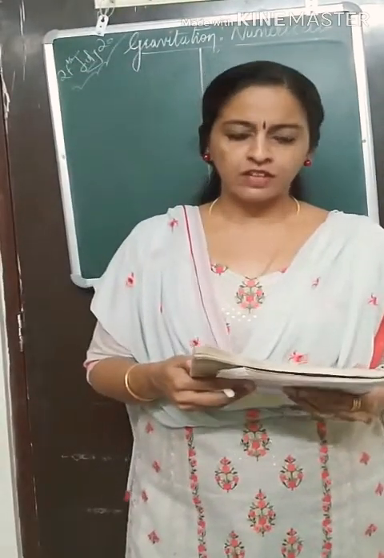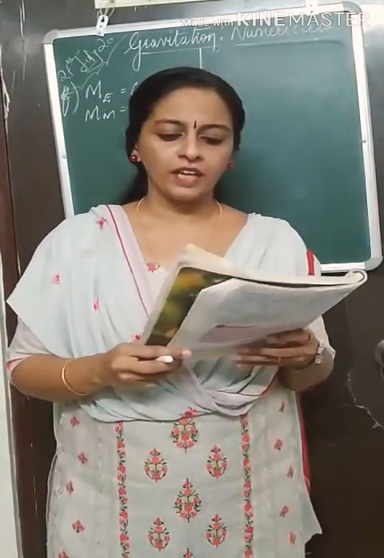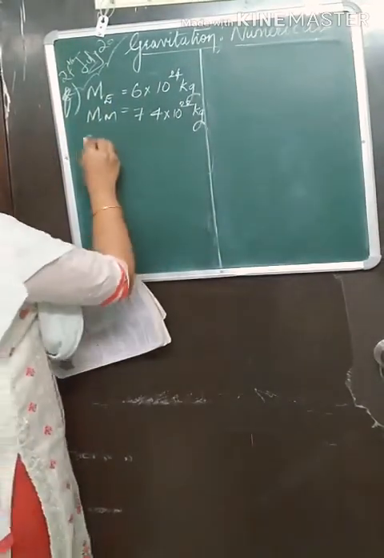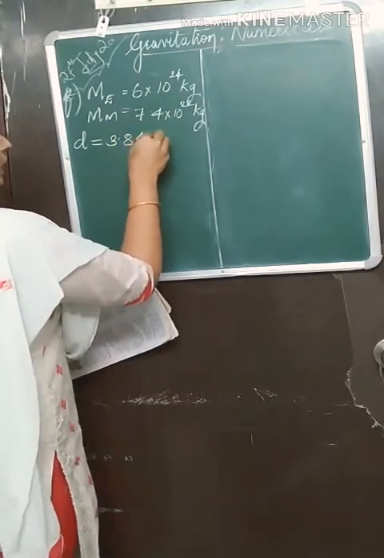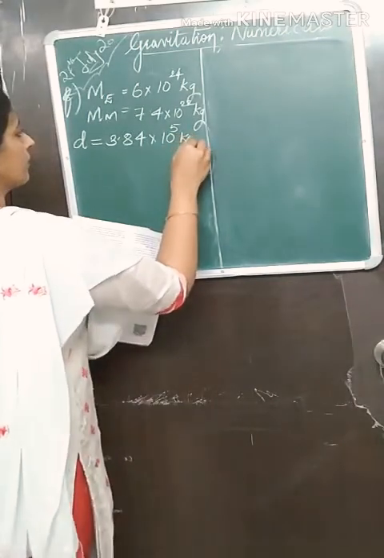Sum number F. The masses of Earth and Moon are 6 into 10 raised to 24 kg and 7.4 into 10 raised to 22 kg respectively. Mass of Earth and Moon is given. Write it. The distance between them is 3.84 into 10 raised to 5 kilometer. So distance between them, d, is 3.84 into 10 raised to 5 kilometer.